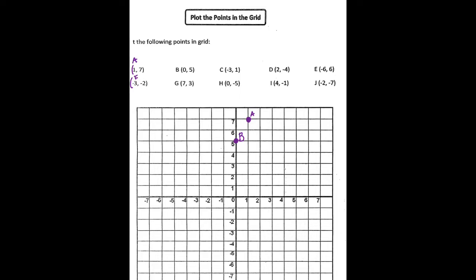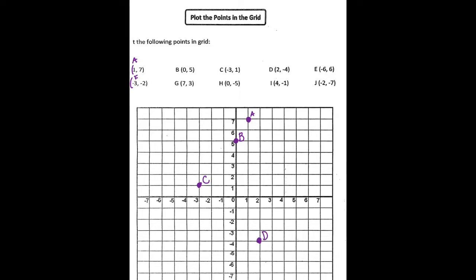All right, for C, I have -3, 1. So once again, I'm going to start with my x-axis. So I'm either going to go to the left or the right first, always when I plot points. So in this case, I'm going to go to the left over to -3. I'm going to go up to +1, and that is point C. All right, point D, I have 2, -4. So I'm going to go to the right 2, and then because it's a negative, I have to move down to -4. And that's point D.